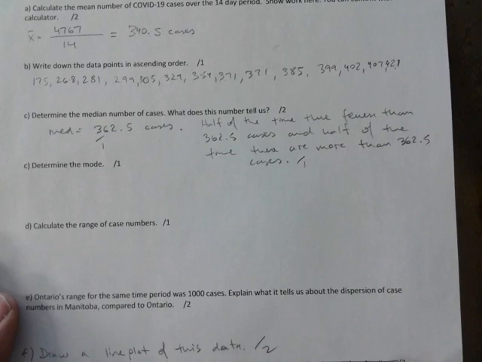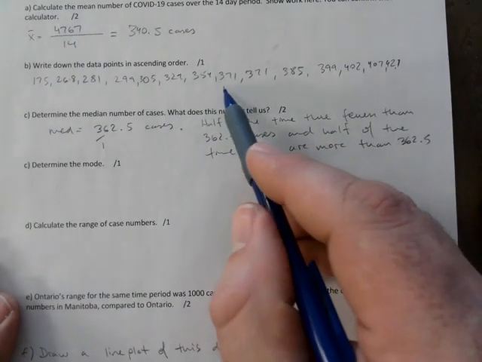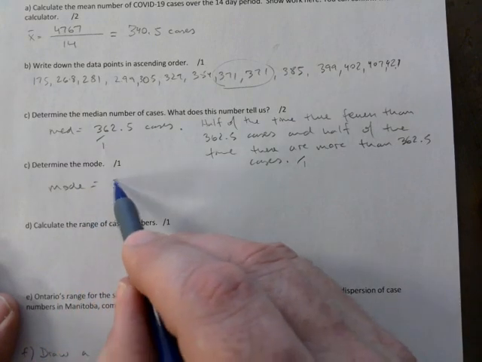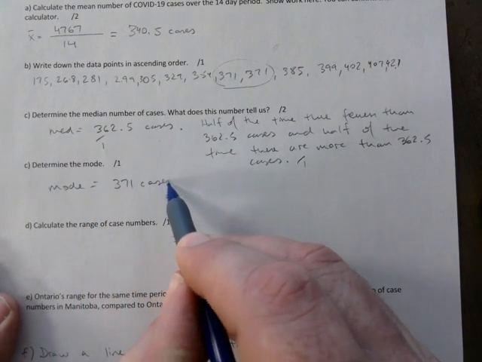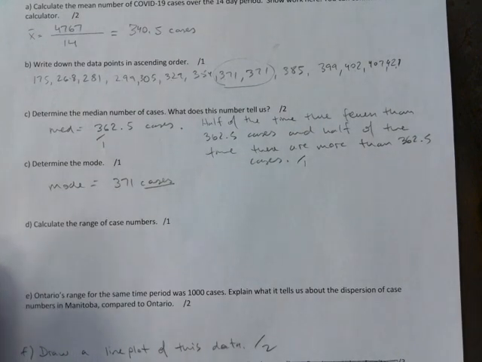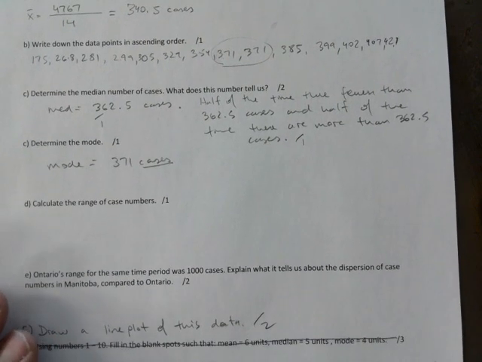Next, determine the mode. Quite frankly, it's right there. So the mode is 371 cases. That is a must though, that the units do follow. So if you forgot to do that, take off half a mark for this page. So a half mark deduction at least.